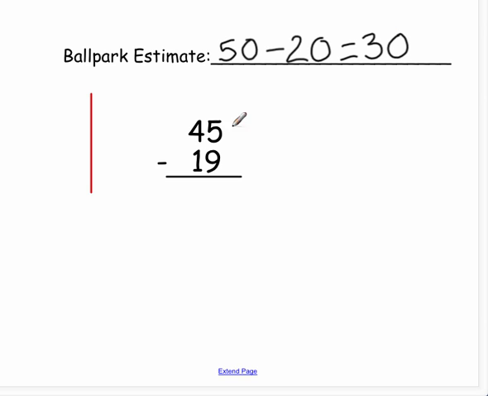Go ahead and solve now. I'm going to go ahead and grab my red line to separate these place values.